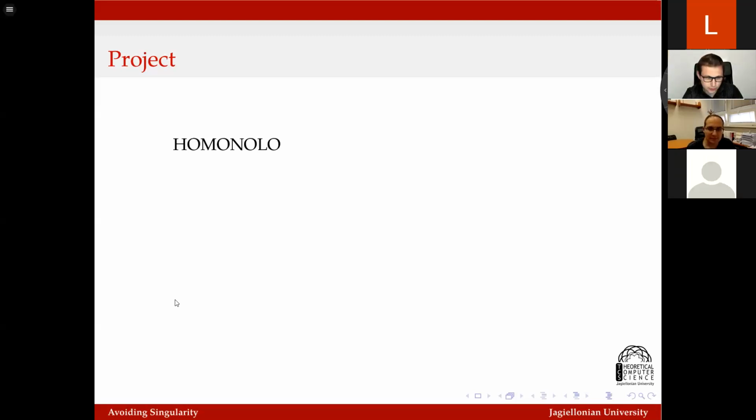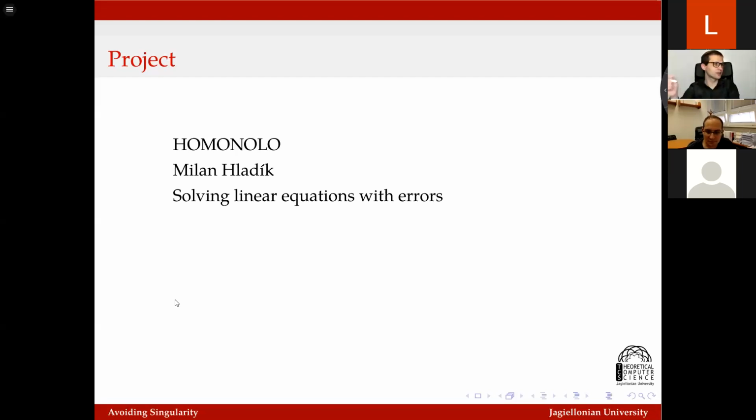This is about a project that started at a Homonolo meeting. It's a meeting organized by Prague, and during this meeting two years ago, I believe, Milan Hladik asked a question about solving linear equations where those equations are allowed to have some errors. Then after Homonolo, we exchanged some emails and tried to pin down this problem. Later, Honza Kratofil also joined in this small project, and we've been making some nice progress, and we are quite happy about what was happening.